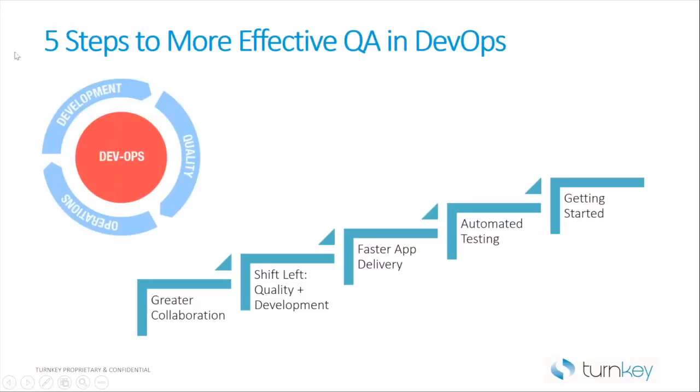So let's talk about 5 steps to more effective QA and DevOps. After all, that was the title of our presentation, so we finally got into it. If you think about DevOps, it's just at the center of development, quality, and operations, of course. And these 5 steps that we talked about, we're going to go into some detail on each of those.